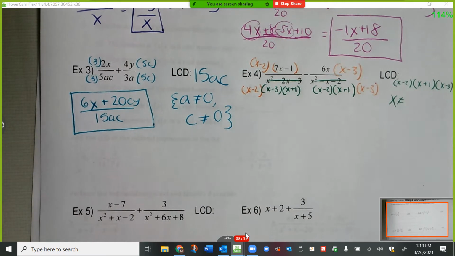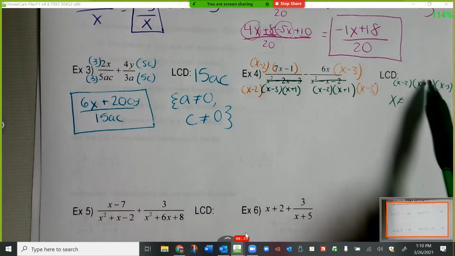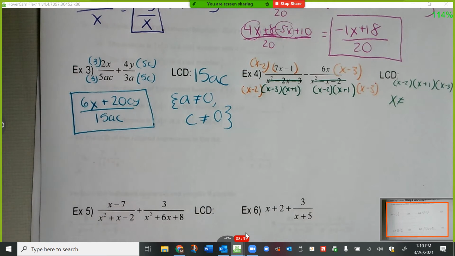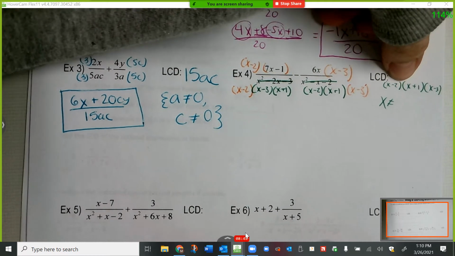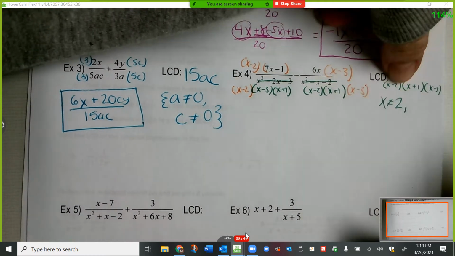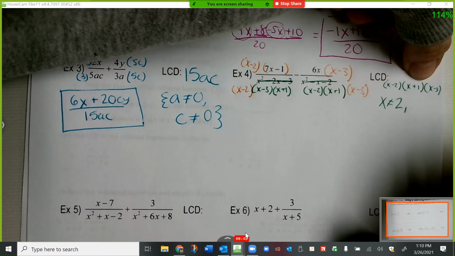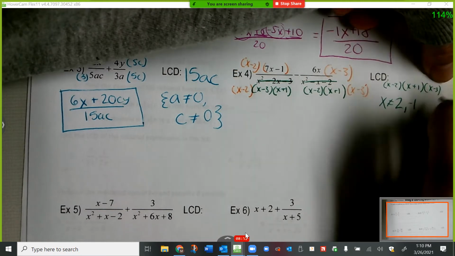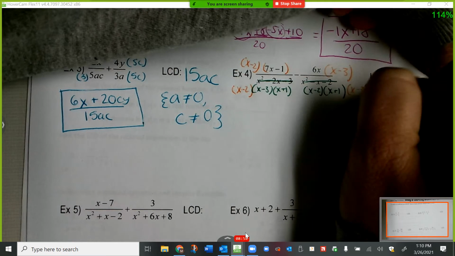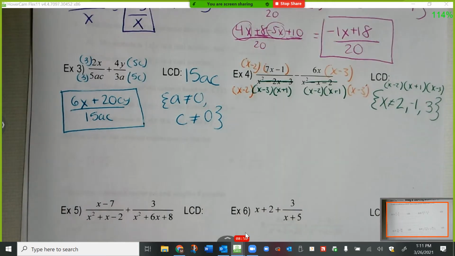Now, I want you to realize this is a factor, factor, factor. Each set of parentheses represents a factor. Therefore, each set of parentheses cannot equal 0. What would make this minus 2 equal 0? Positive 2. What would make this positive 1 equal 0? What would make this negative 3 equal 0? Now, technically, those should be in least to greatest, but it's fine. Do you see what I'm saying?